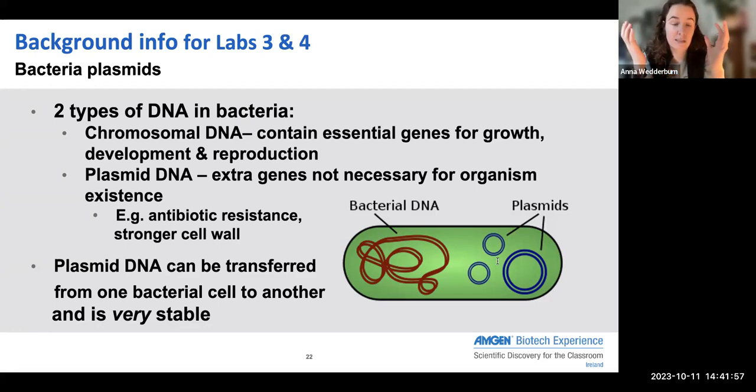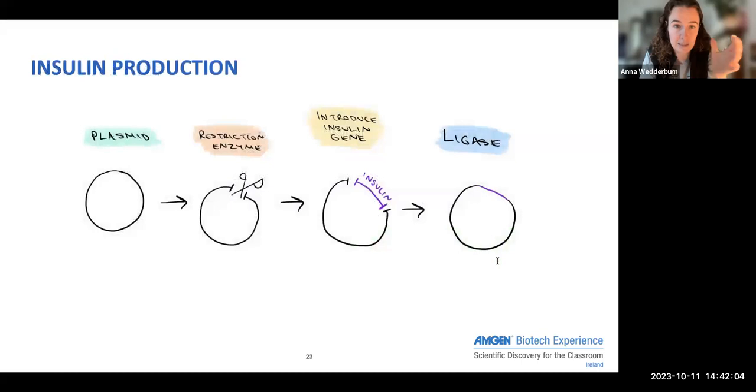And one thing that scientists do with plasmids in a lab is make insulin for people with diabetes. So what they do is they get their plasmid and cut it open with a restriction enzyme, and then they put in the gene for insulin. They glue the plasmid back together again using ligase. And then they put the plasmid into bacteria. The bacteria then make insulin themselves, which is then purified and given to people with diabetes.